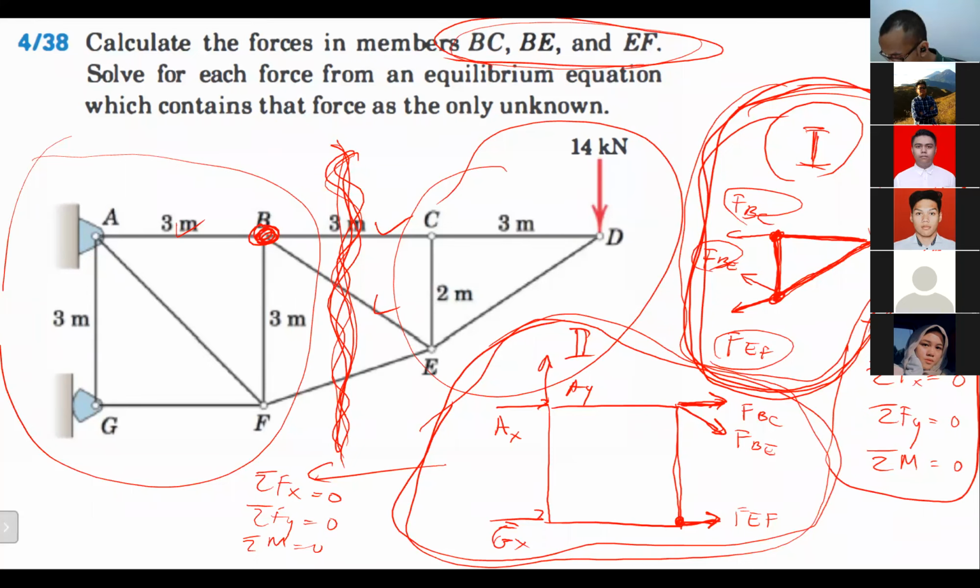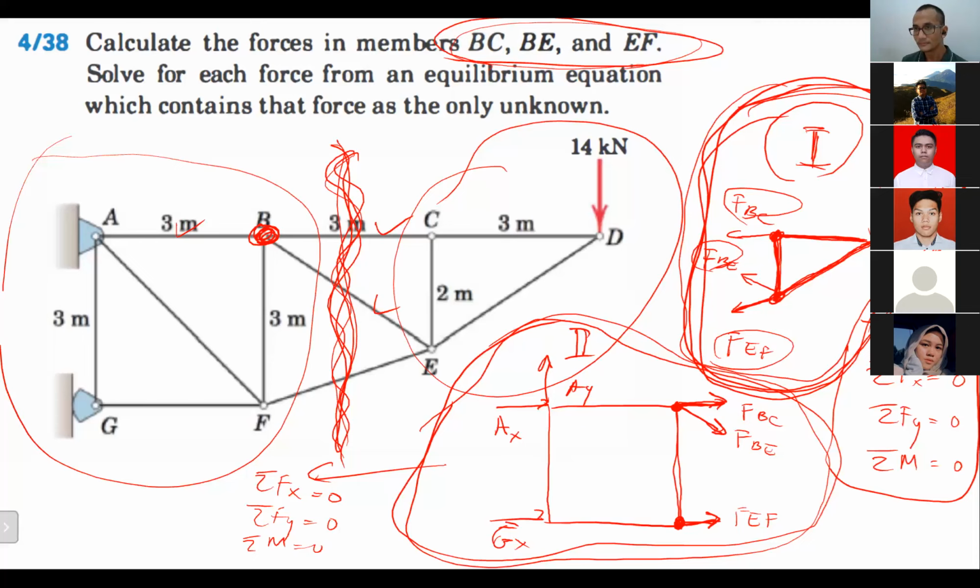So we can see right here, I take a look at the joint. The joint is part of the area of interest. The member is not, because the cut member now becomes an external force. When I take a look at the free body diagram, where the joint is part of the area of interest, the forces are going away. FBC is going away, FEF is going further away, and FBE is going further away as well. That's why the direction is like that.